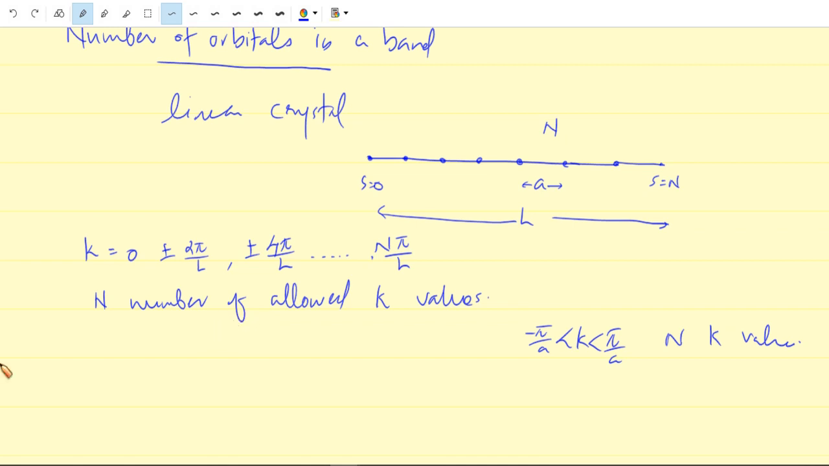Now, if we consider the two independent spins of the electrons, that means up spin and down spin, there can be two electrons in each k level. So that means there are 2N allowed orbitals in each band. So N allowed k values, and for each k value there can be 2 electrons. So there are 2N orbitals in each band.